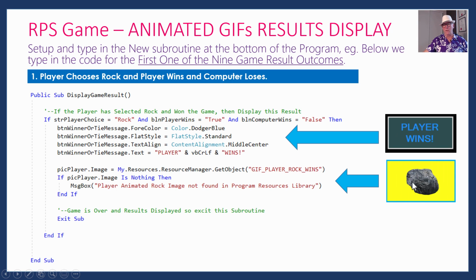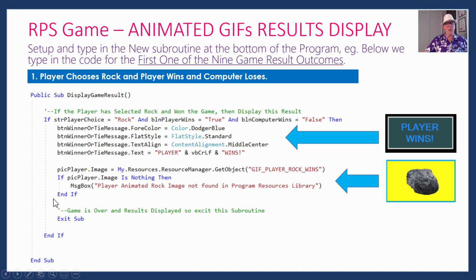And we want to have the flashing colored rock image because the player chose rock and that was the winning thing. So we want that all to flash nice colors and stuff. And then we want to exit the subroutine because we don't need to do any more checking because, ladies and gentlemen, we have a winner, okay?